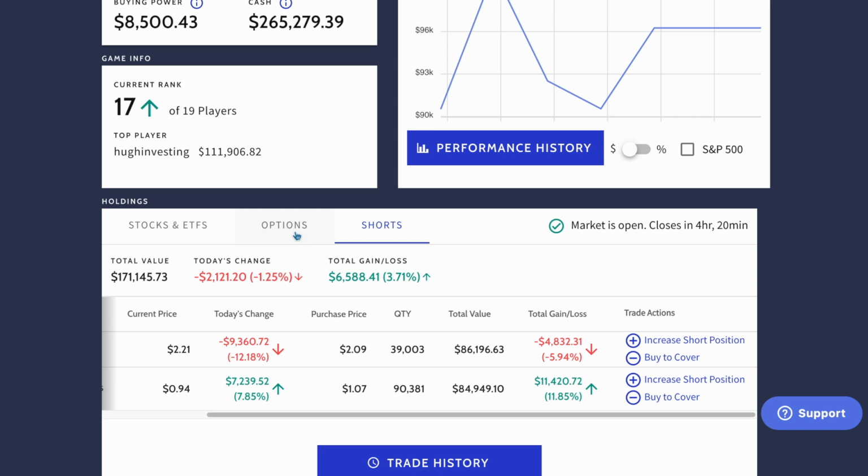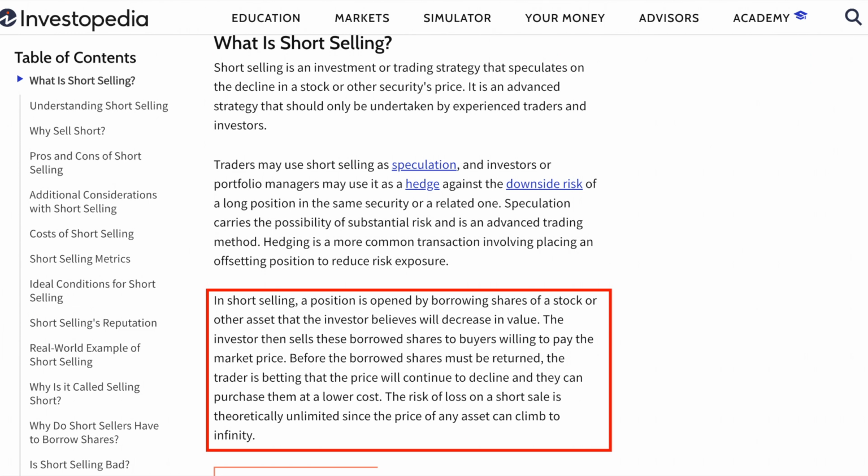Shorting is a unique and confusing concept to grasp. Here is how Investopedia explains it. Feel free to pause the video if you want.